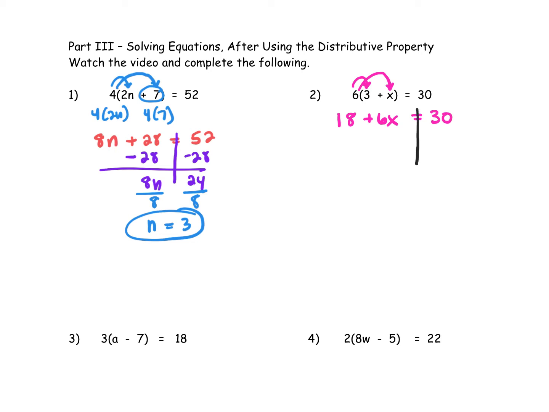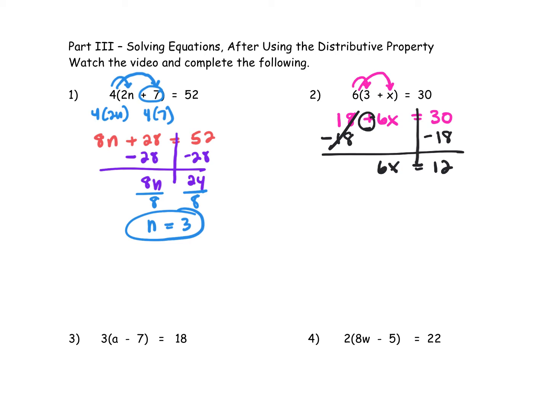We're going to build our wall, and again, we always start with a constant. So our constant in this case is the first term of 18. So we're going to do the opposite of our positive 18. We're going to subtract 18, or we can view it as having a negative 18. So we're going to eliminate 18, leaving 6x. And since it's positive, we're just going to drop it down as 6x. And on the other side, we have 12.